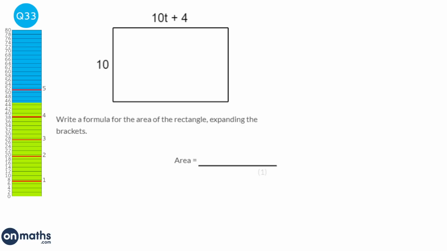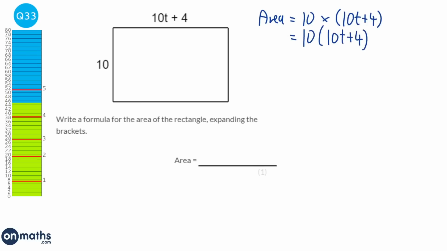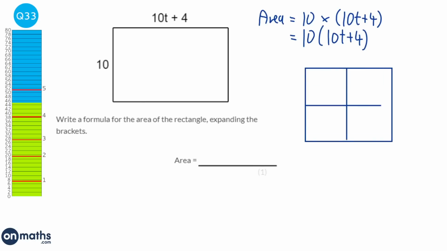So to find the area of a rectangle, we do length times the width. Here, to find the area, we will do the 10 times the whole of the 10t plus 4. To show that we're doing the whole of it, we put it in brackets. So a different way of writing that is 10 brackets 10t plus 4. Whichever method you use to expand brackets, feel free to do it here. I'm going to just do the grid method, but whatever method you prefer.